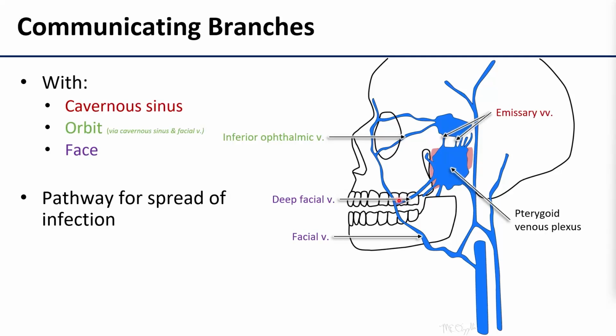All right? So having connections like this is important for understanding how infection can spread around the face. It can spread through any of these veins and take an infection all the way from your infratemporal fossa into your cavernous sinus or all the way out into your orbit.